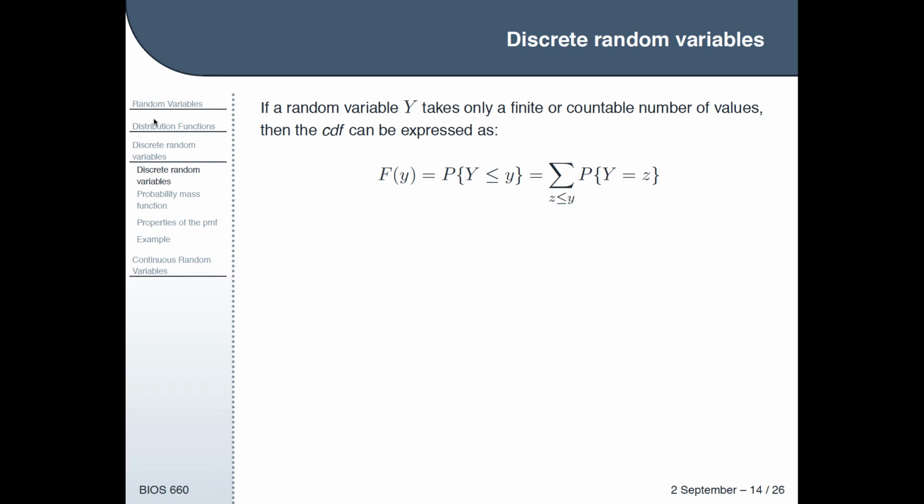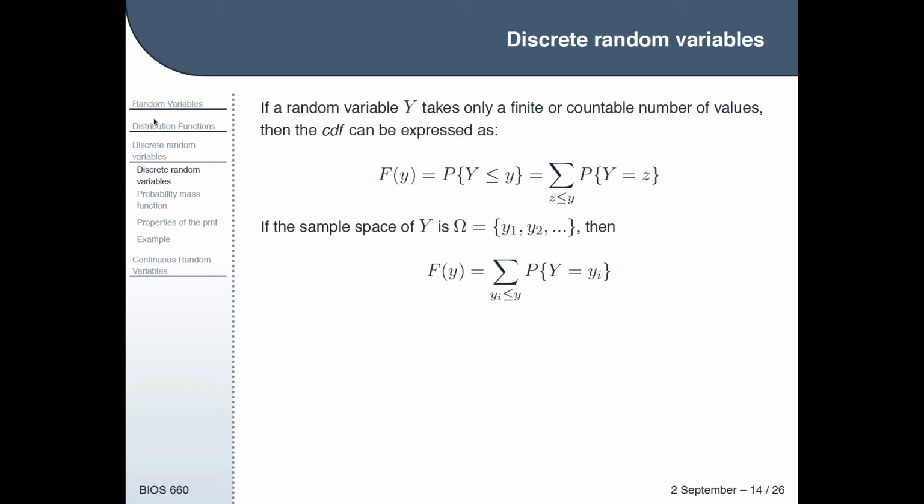That the probability that big Y is less than or equal to little y is just the sum of the probability that Y is equal to z for all the z's that are less than or equal to y. This can either be finite or countable, but by definition of a discrete random variable, it's at most countable, so this summation makes sense.